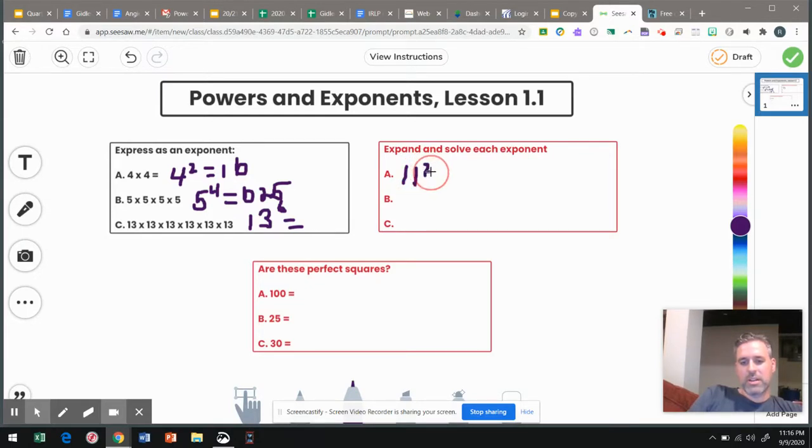So if we're given this one, 11 squared, how do we actually write that in expanded form? Well, it's easy. Here's your base number, and then you just look at your exponent here, and it tells you how many of the base you are going to multiply. So if you have an 11, how many are we going to multiply? We're going to multiply that twice.